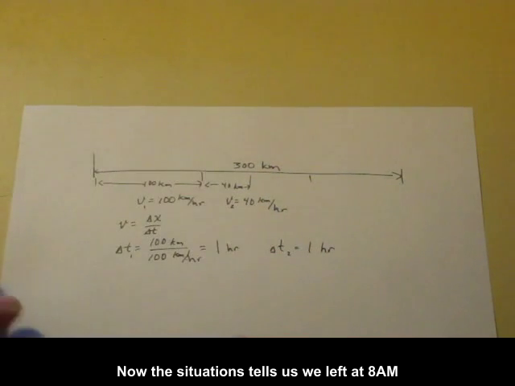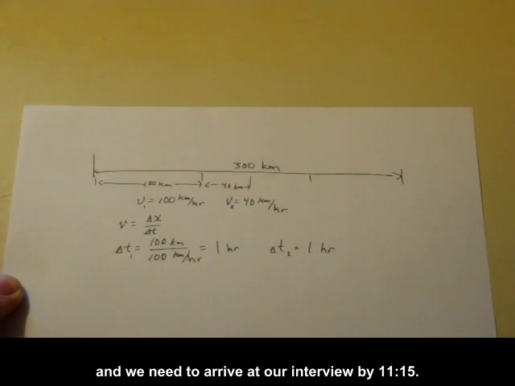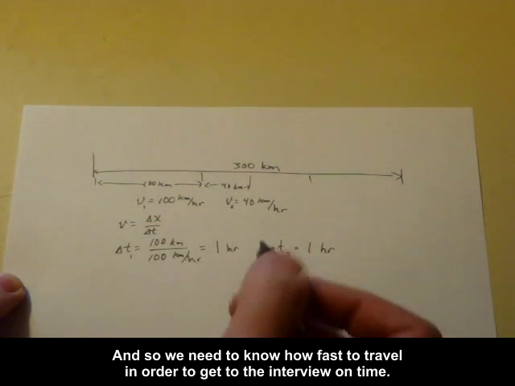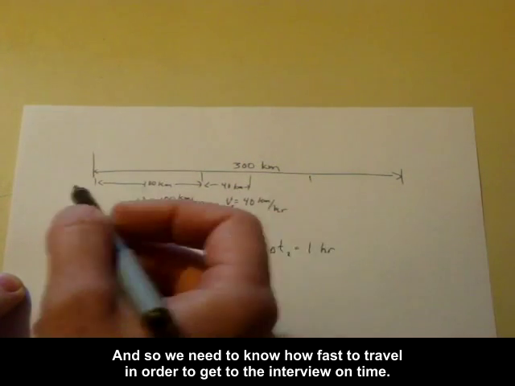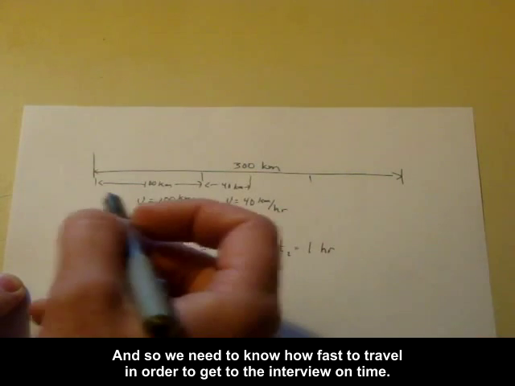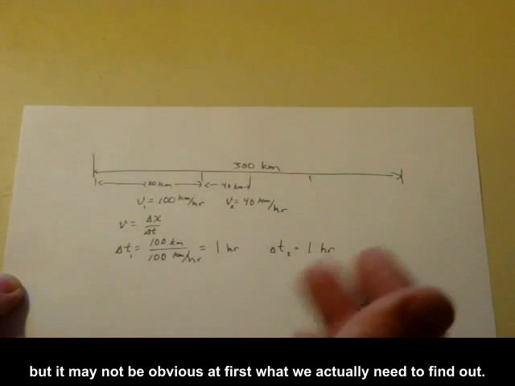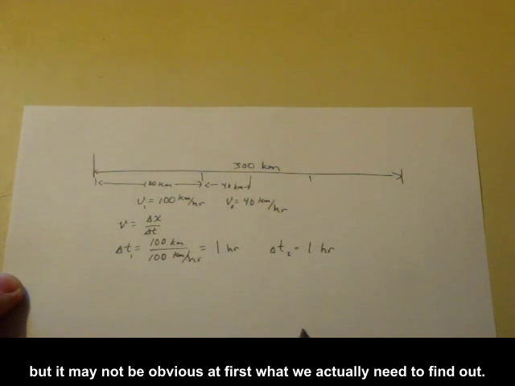Now, the situation tells us we left at 8 a.m. and we need to arrive at our interview by 11:15. And so we need to know how fast to travel in order to get to the interview on time. So we may not be given all the information that we need, but it may not be obvious at first what we actually need to find out.